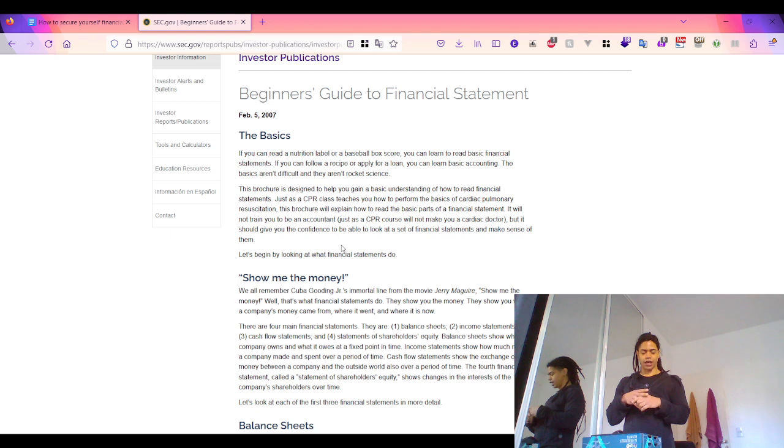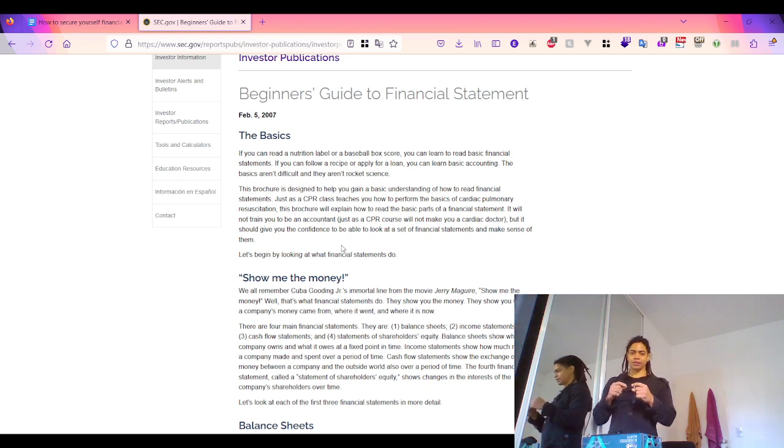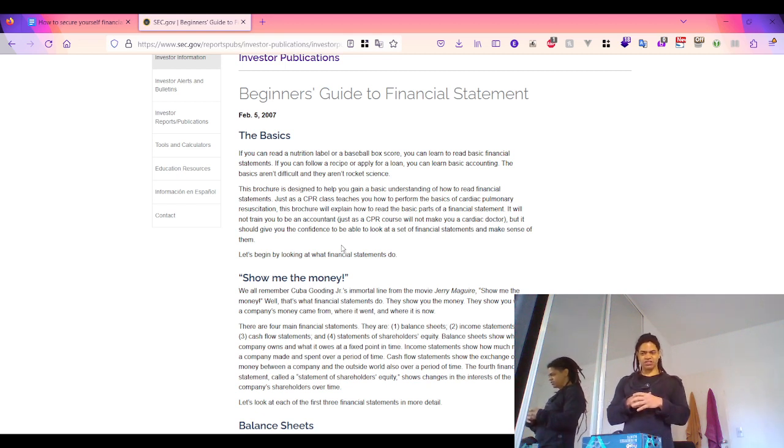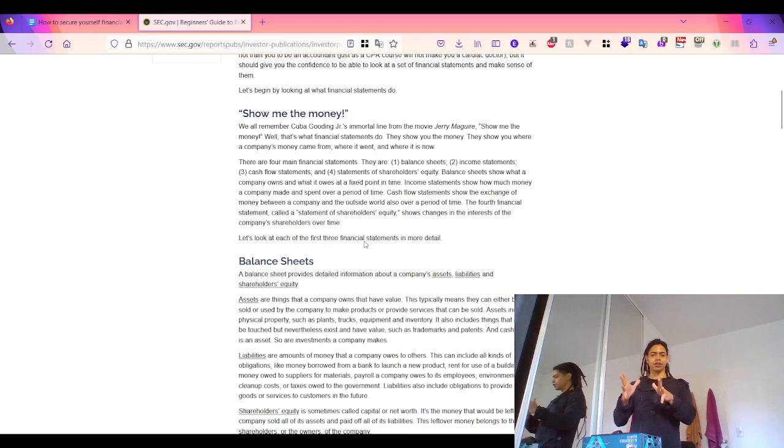The income statement shows how much money a company made and spent. The cash flow shows the exchange of money between the company and the outside world, as well as the statement of shareholders' equity, which shows the change in interest over time. So the TLDR of the balance sheet: this is a snapshot of the company's assets, liabilities, and shareholders' equity.